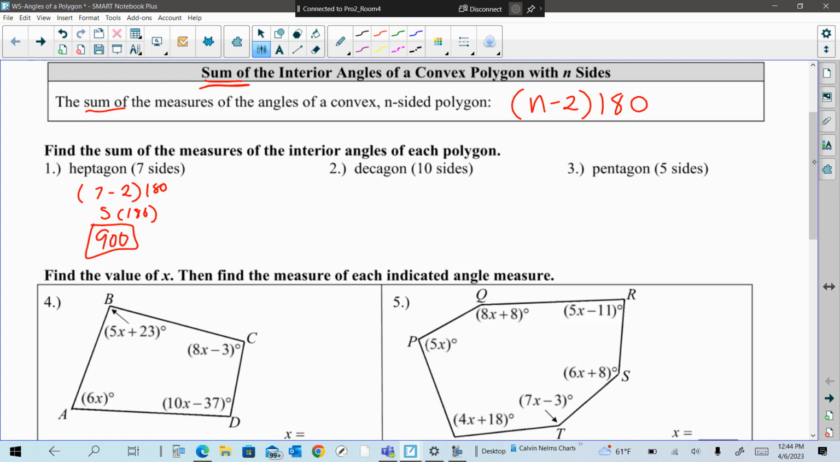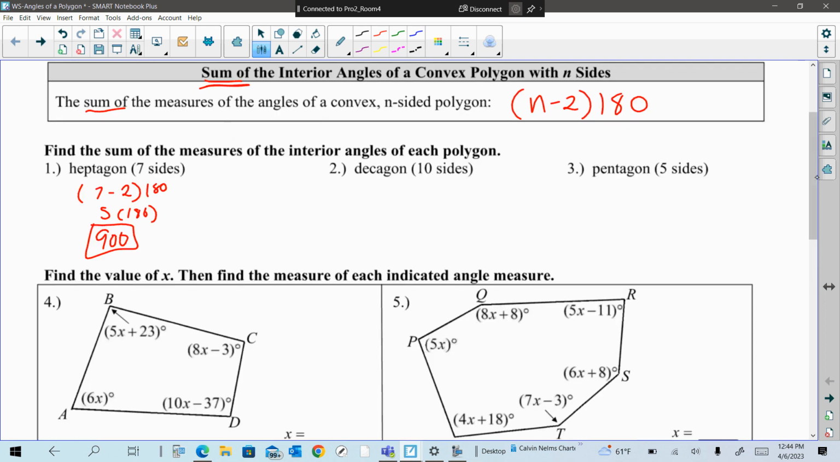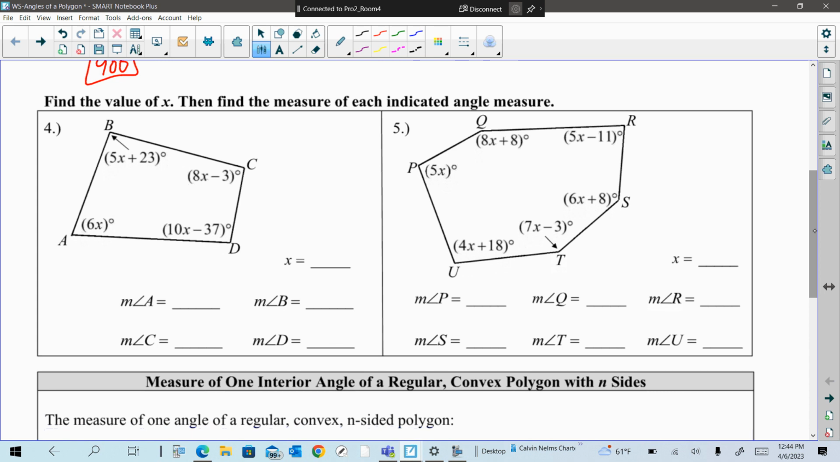Now, on 4 and 5, there's multiple steps. The first is still doing n minus 2 times 180. So on 4, we have 4 sides. I think most of y'all already know this one by heart. For a quadrilateral, do you know what the sum of the interior is? Yeah, 360. So we're done.